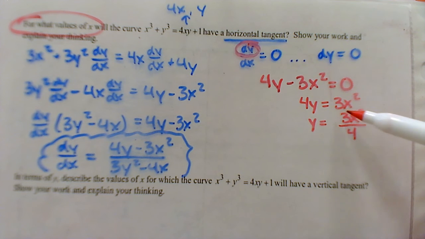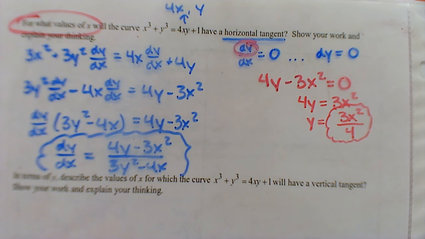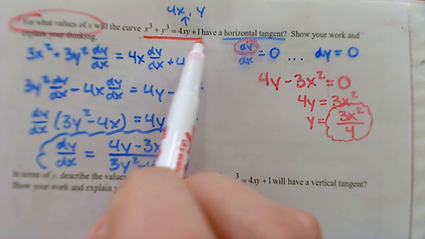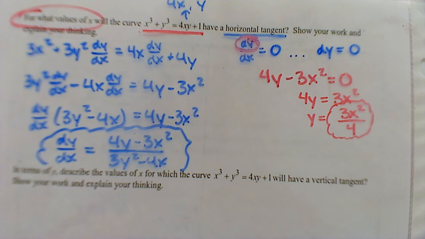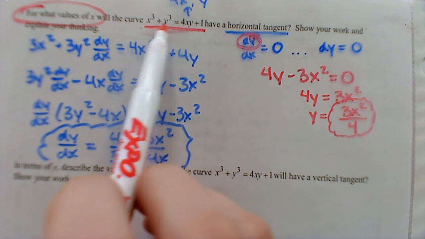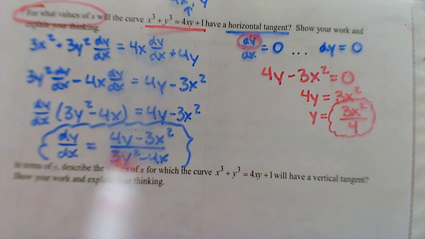If y equals something, can we plug this something in for a y somewhere? For what values of x will this curve have a horizontal tangent? We're going to take what y equals, and we're going to plug it in for those y's. Wouldn't we just be left with something with x's, right? Which means we can solve for it.